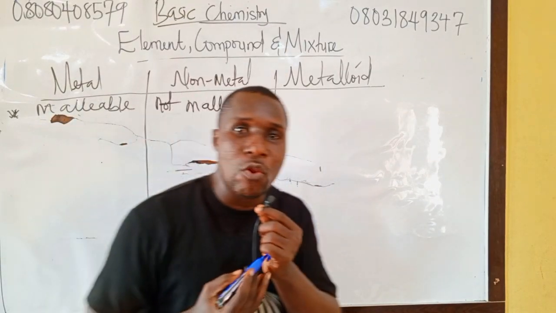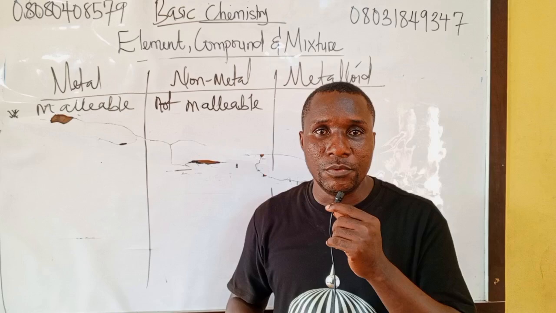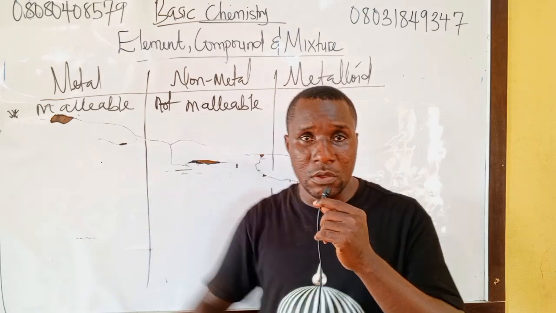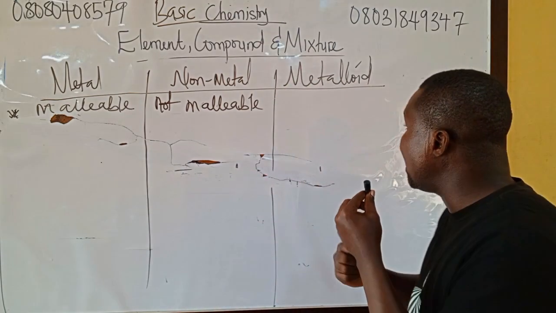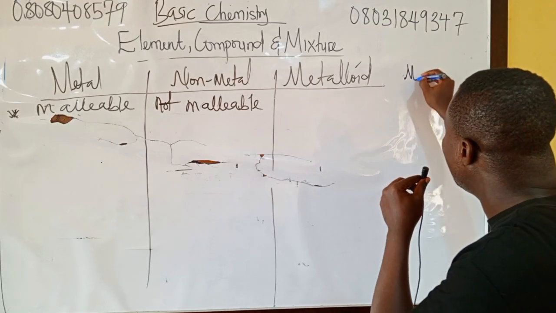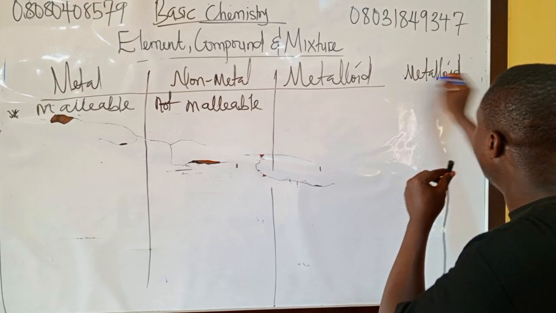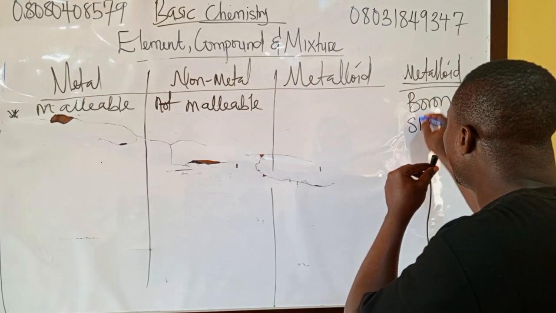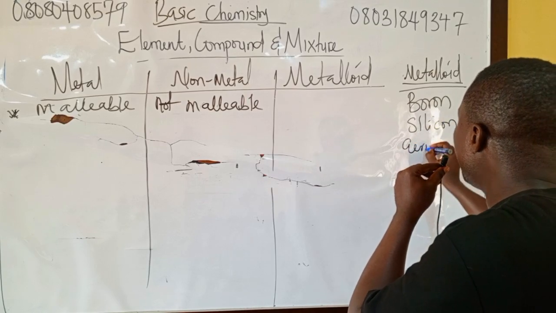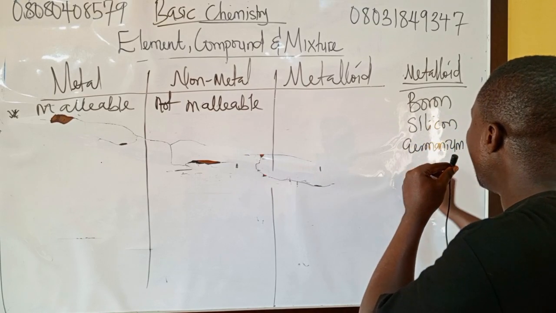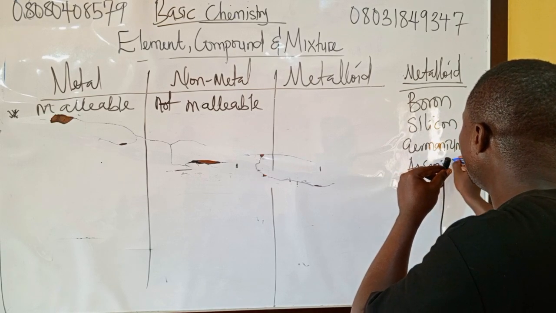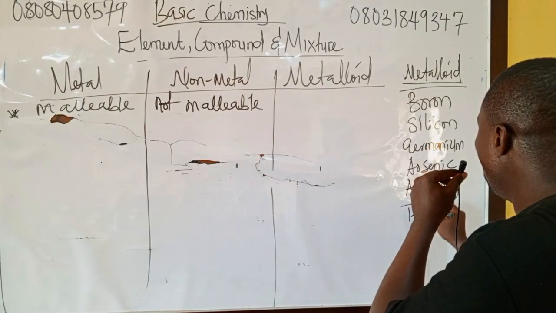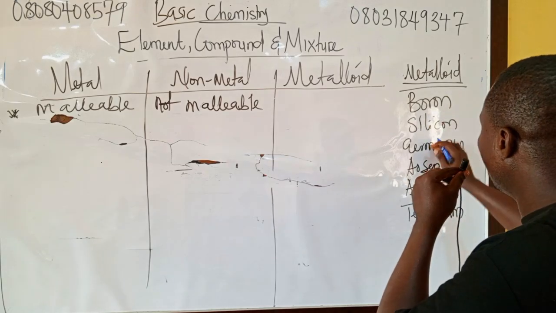Metalloids, don't forget, are just 6 in the periodic table. They can also be called semiconductors. Let me write examples of metalloids here. We have boron, silicon, germanium, arsenic, antimony, and tellurium. 1, 2, 3, 4, 5, 6.